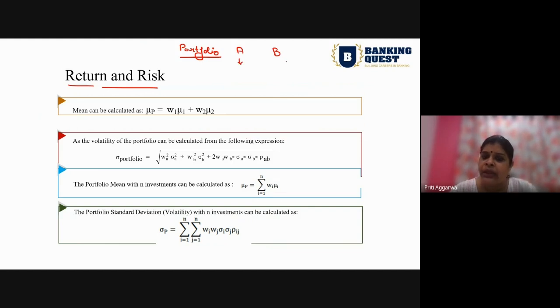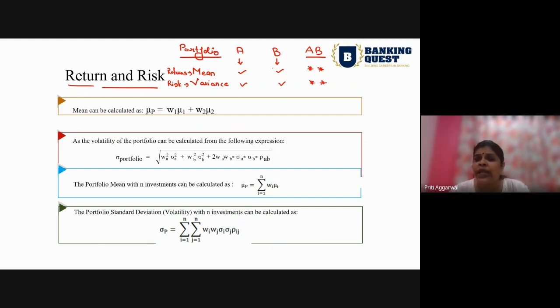And I am given the mean and the variance of these two securities, right? So with the help of A and B, that is, with the help of the individual means and individual variances, I can calculate the mean, or you can say, let us put it as returns and risk, right? We can measure the risk and returns of the portfolio too, right?